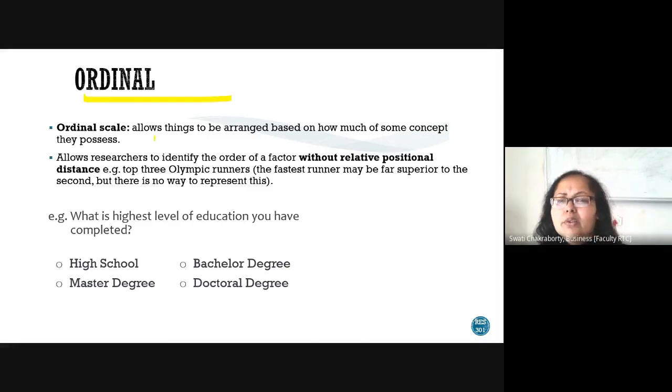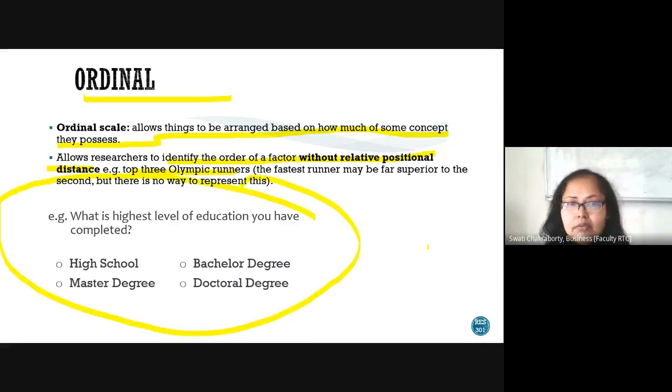Ordinal scale allows us to arrange things based on how much of some concept they possess, right? So it allows us to identify the order of a factor. We are ordering it without relative positional distance. The distance is not measured, only the order. If we see the top 3 Olympic runners, the fastest may be far superior to the second, but that's what it is, right? There's no way to represent it. We are not looking into the time, but we just identify the order. We are not looking into the relative position, right? So this is the example.